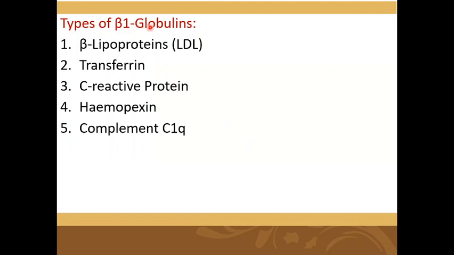There are various types of beta-1 globulins: beta-lipoprotein, transferrin, C-reactive protein, hemopexin, complement C1q. The lipoproteins we will discuss in the cardiovascular module, and therefore I am not discussing them here. There are 4 types: high density lipoprotein, low density lipoprotein, very low density lipoprotein, and chylomicron, but we will discuss them in the CVS module.